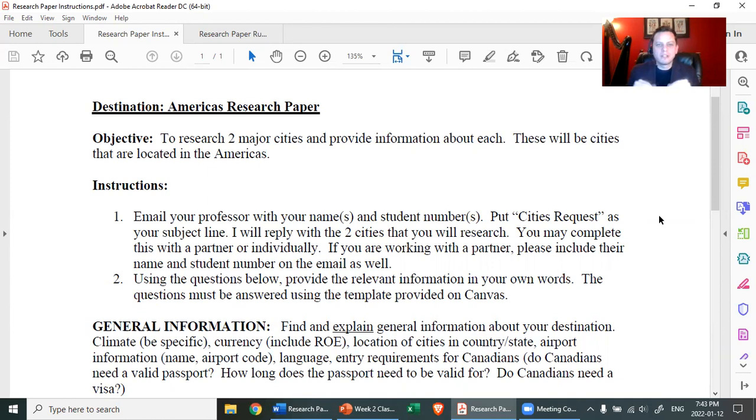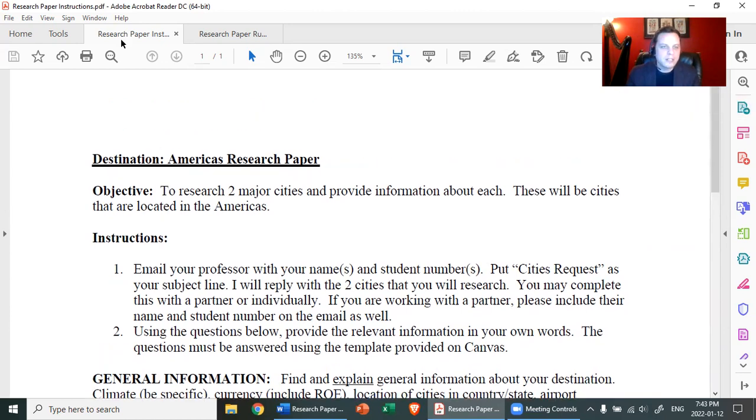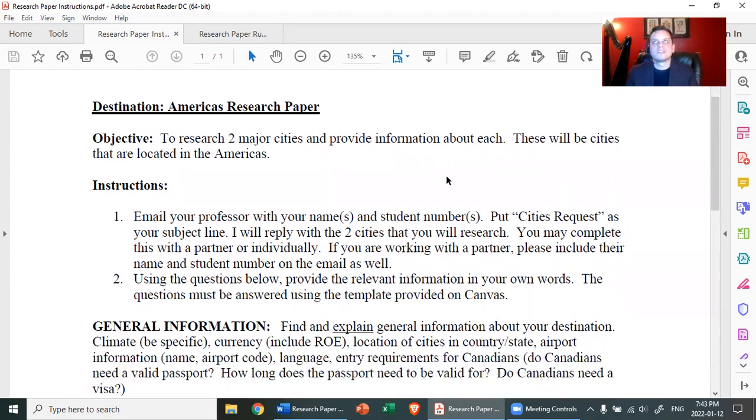But for all of them, they'll have an instructions page, like what we're looking at now. And more or less, you'll be researching a destination for all of them. So here, the document is called Research Paper Instructions. You can see that in the top left of my screen, and it's available on Canvas under the Research Paper module. So what you'll do is you'll research 2 major cities in the Americas somewhere. So North America, South America, Central America, maybe in the Caribbean, as long as it's in that general region.